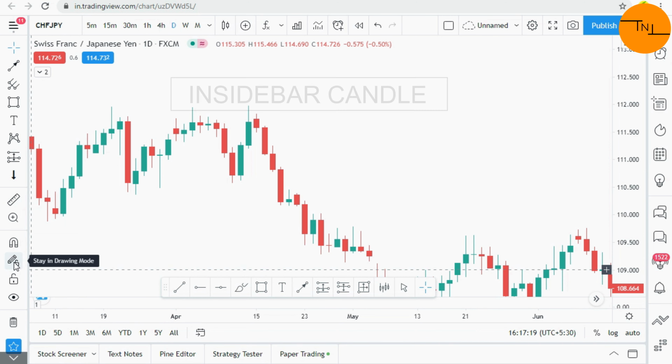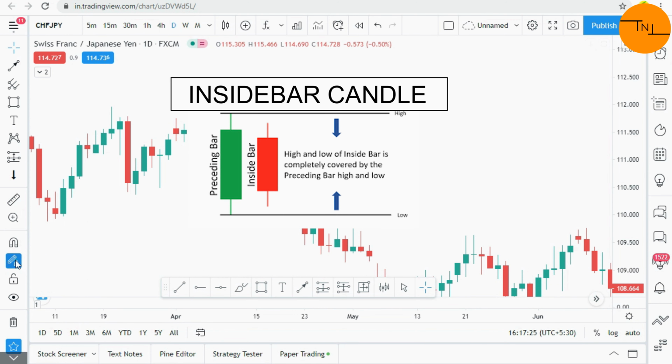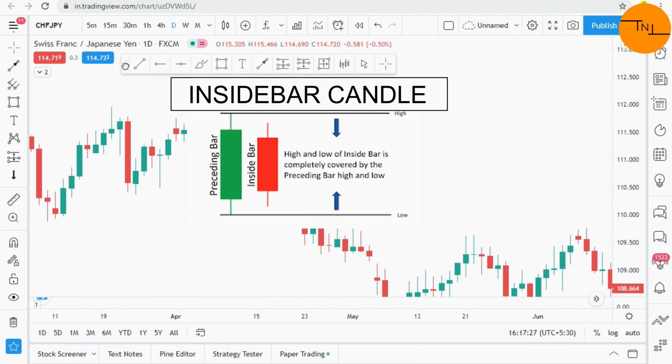The next candle type we are going to see is the inside bar. The inside bar candle looks like this. The high and low of the candle is completely inside the high and low of the previous candle.